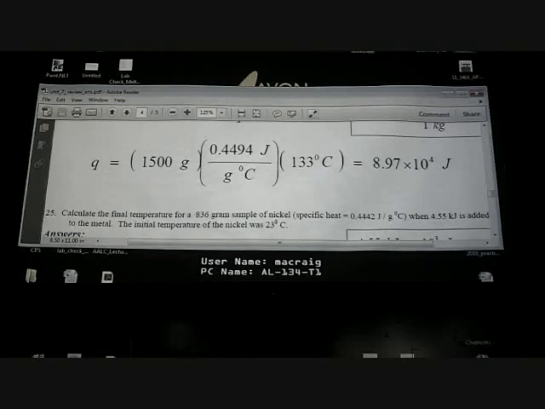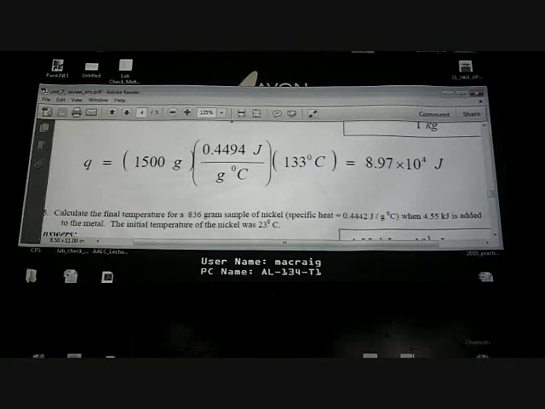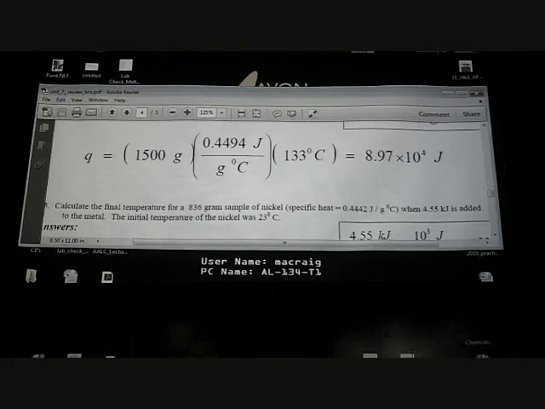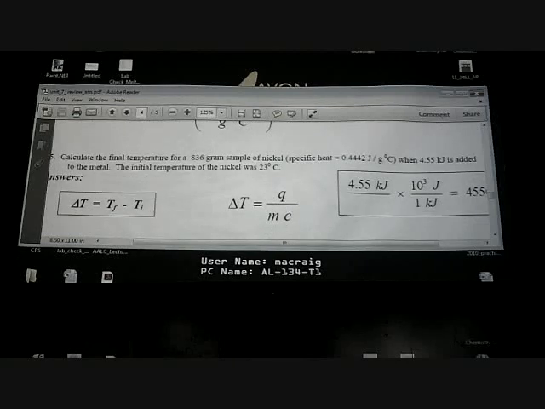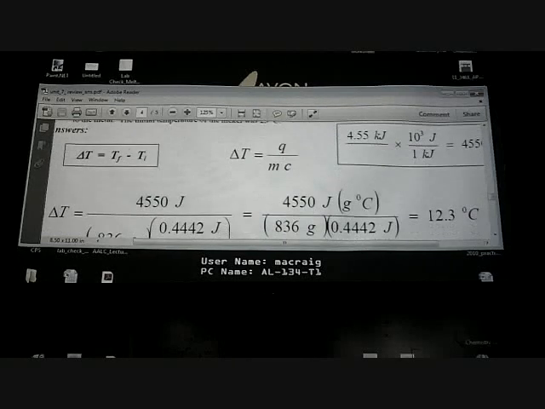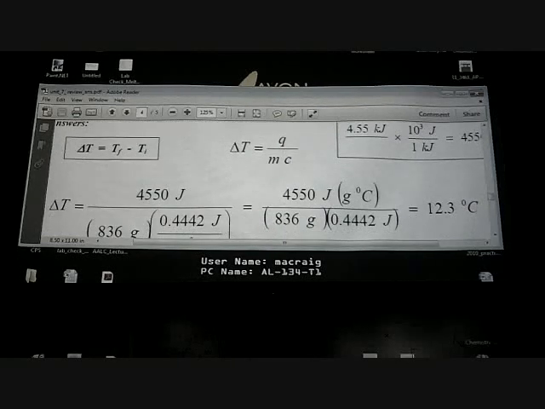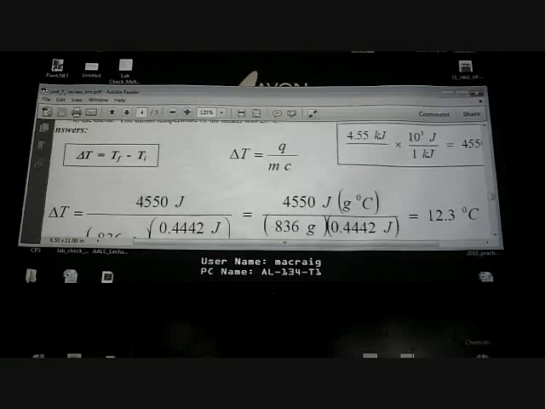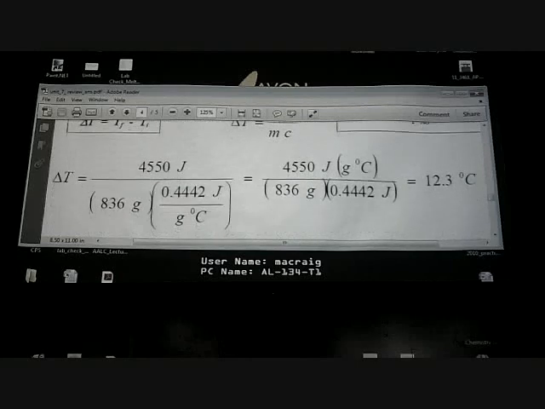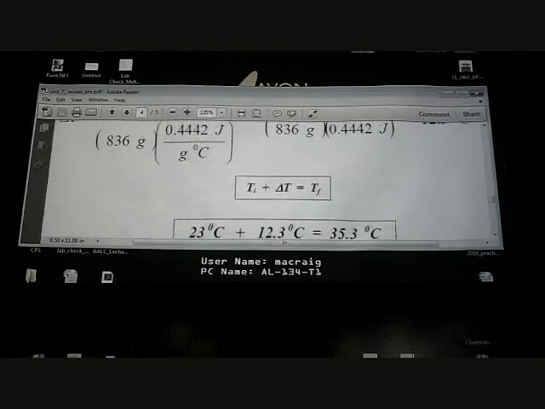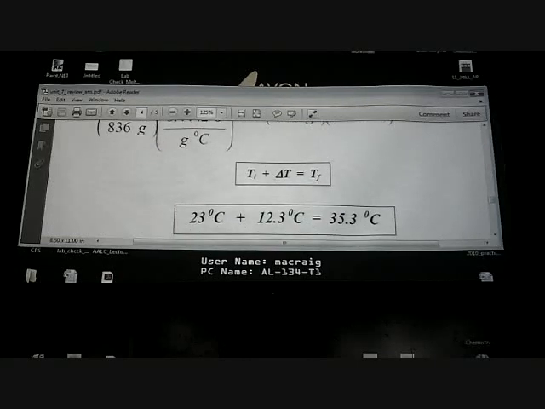25. Calculate the final temperature for a 836 gram sample of nickel when 4.55 kilojoules is added to the metal. The initial temperature of the metal was 23 degrees. So 12.3 is our change in temperature. Are we adding or removing energy? Adding energy. So what do you do to that temperature? Add it. Okay, 35.3.